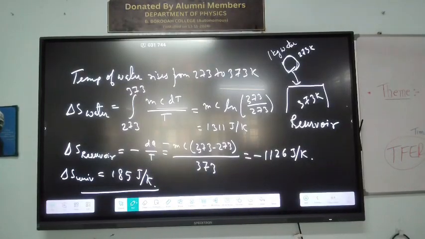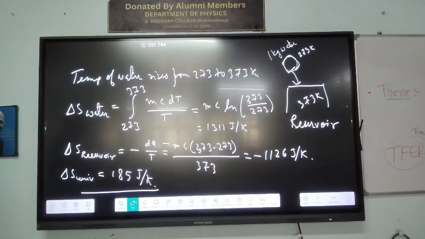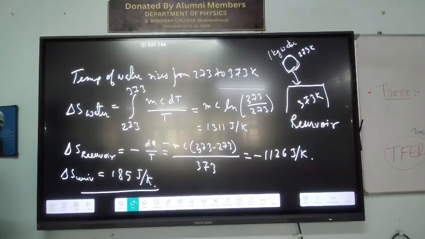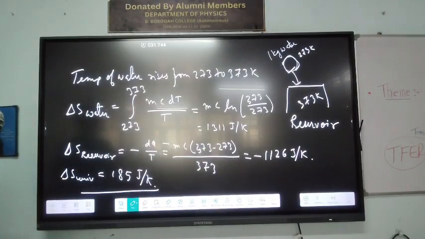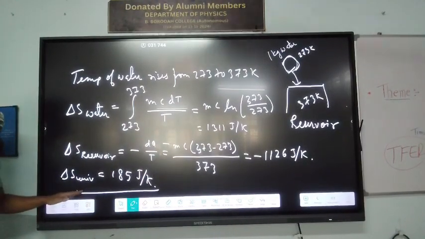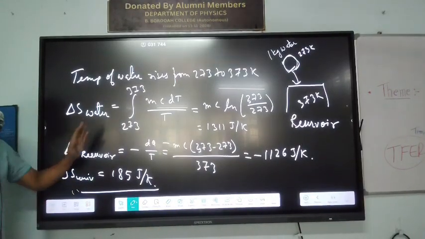But for the reservoir, you see, the change in entropy is less than 0. It is negative. So for a system or the reservoir, the entropy change may be less than 0. But if you talk about the universe, it has to be always equal to 0 or greater than 0. It cannot be less than 0. The change in entropy of the universe cannot be less than 0. System or surrounding, it may be.